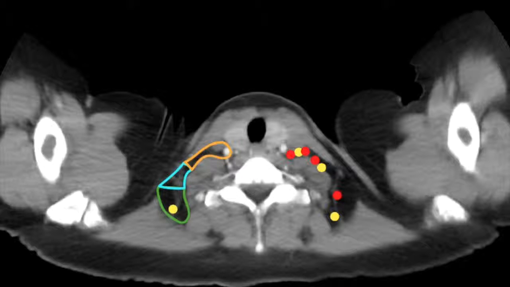Red dots represent a recurrence after radiation therapy, and yellow dots represent a recurrence after surgery without radiation. Although there were a number of recurrences between the carotid and jugular, as well as posterior to the carotid, there were no recurrences medial to the carotid artery, so you can stop the contours on the medial edge of the carotid and spare some dose to the thyroid and esophagus.